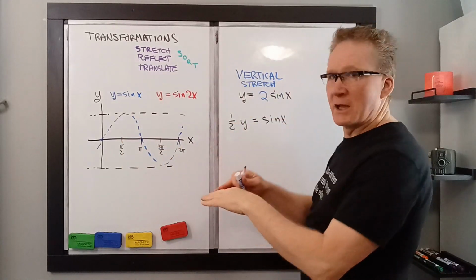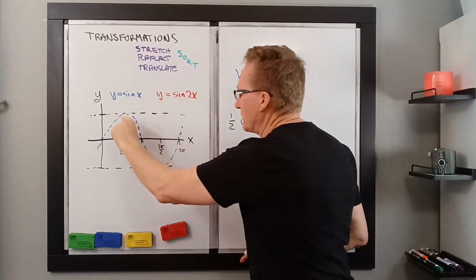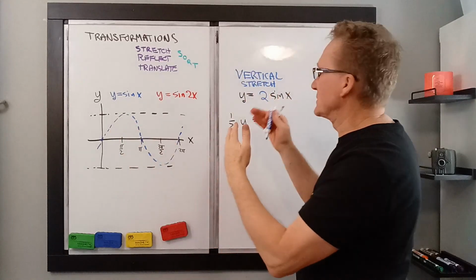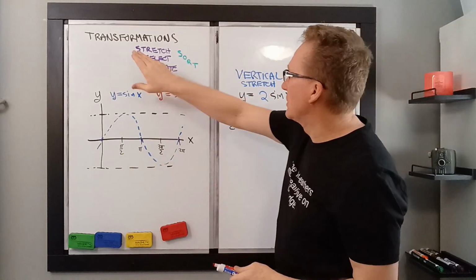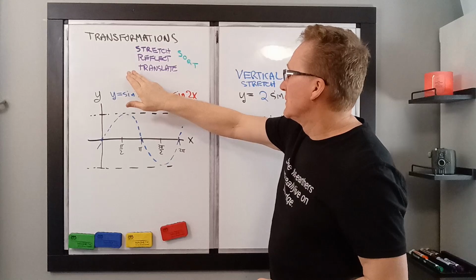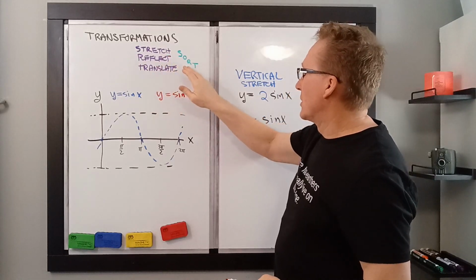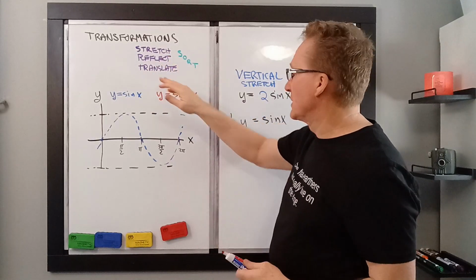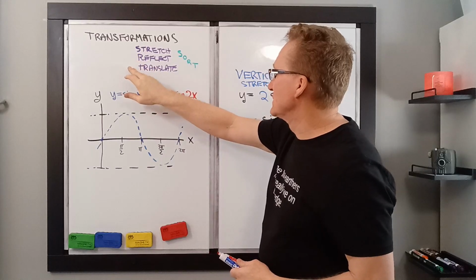We use that for a stretch or a compression. If we multiply by 1/2, we still call that a stretch, just so we don't use too many words. We want to only use stretch, reflect, translate. S-O-R-T, if you want to remember it that way. This is how to sort them. Start with the stretch and the reflections and then the translations.